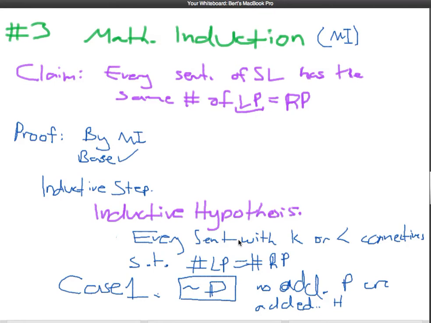And then, since the inductive hypothesis says that the number of left parentheses equals the number of right parentheses for P, right? So we're assuming that the left and right parentheses are equal for P, then not adding any extra parentheses will mean that the number of left parentheses equals the number of right parentheses. There we go. In this case, in the case of adding negation.